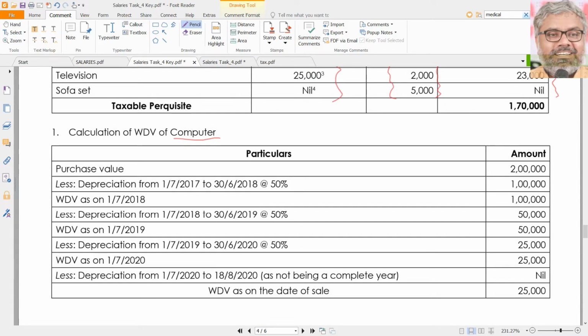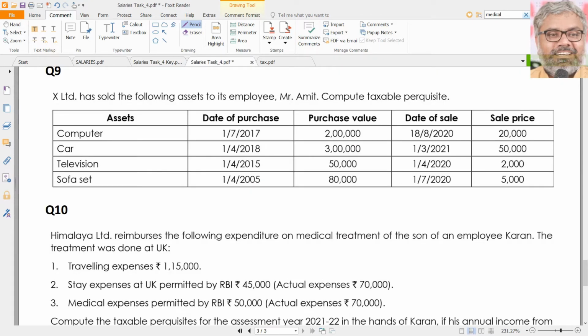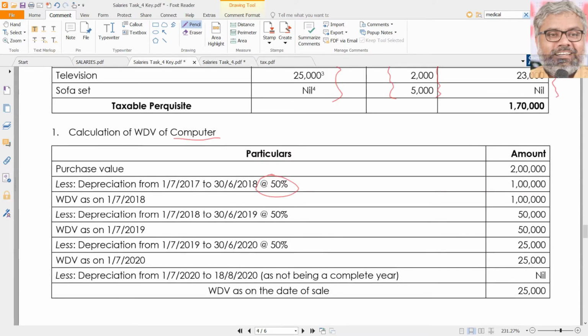50% WDV method. So with the 50% WDV method, take the starting point when the computer was originally purchased by the employer, 1/7/2017. So for that particular period, 50%. We have to understand, we are not having any financial year point here. For each completed year of usage, depreciation is being provided.